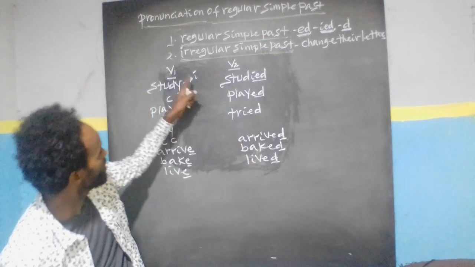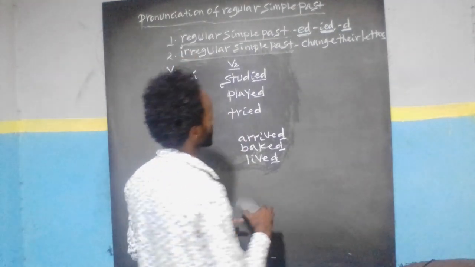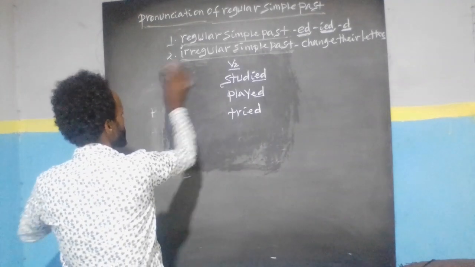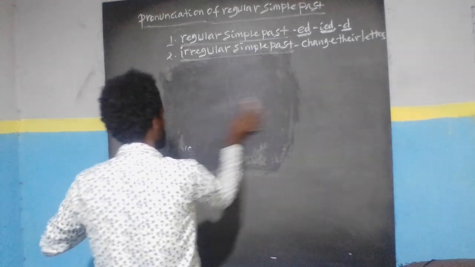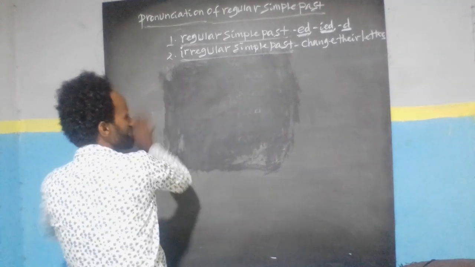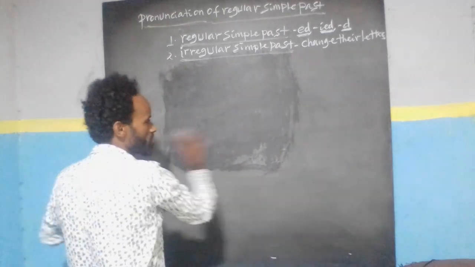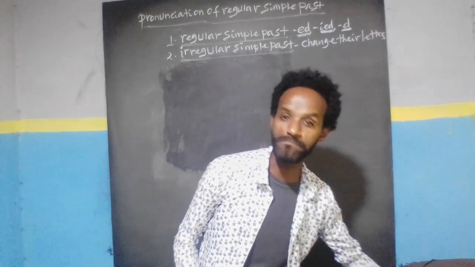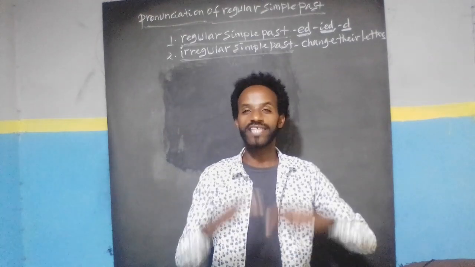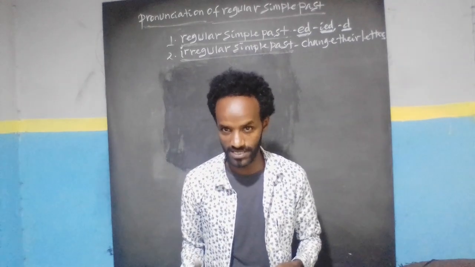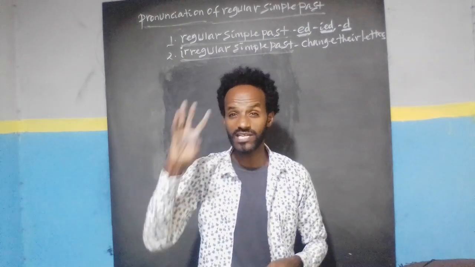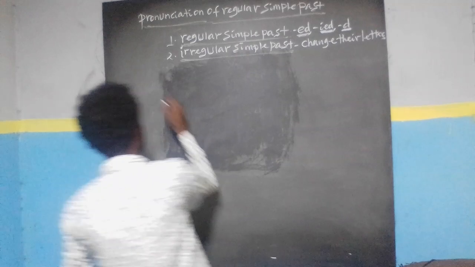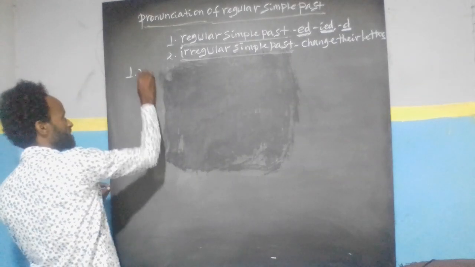Another point I want to show you here is the pronunciation of the regular simple past. How can we pronounce the regular simple past? I have shown you before, class. We can pronounce the regular simple past in three different ways, based on their consonant voice. Three different voices are there in the English language in case of consonant letters. And the first one is voiced consonants.